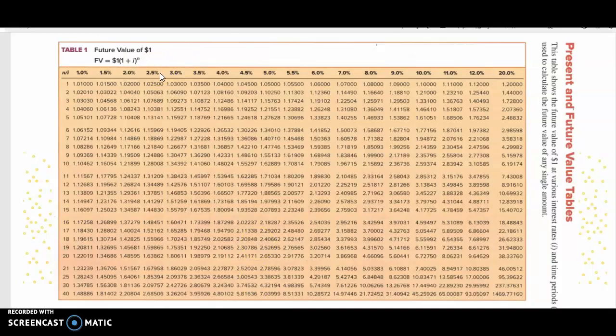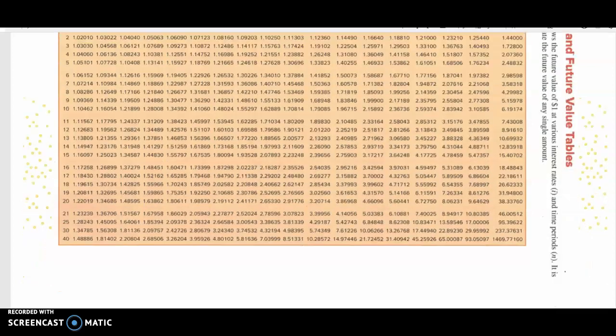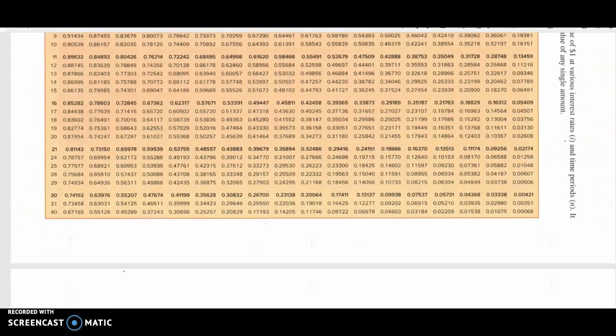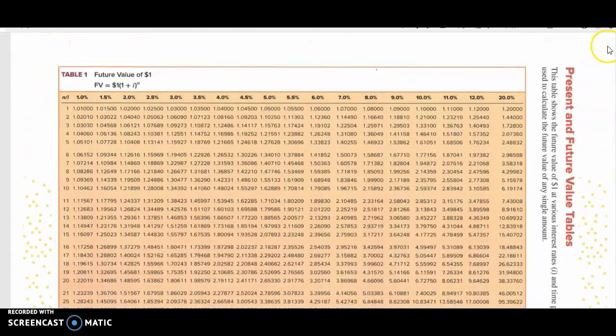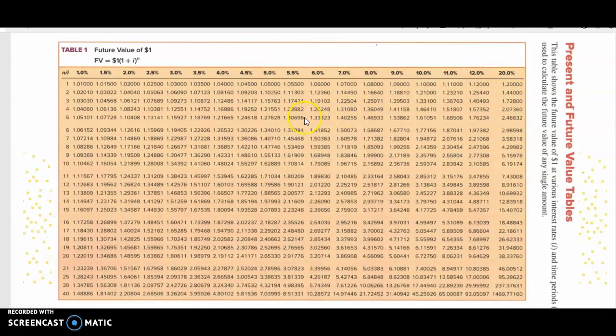We will be flipping back and forth between the chapter and these 6 tables, so you should flag them for easy access. Table 1, Table 2, Table 3, etc. We will be using all 6 tables eventually.